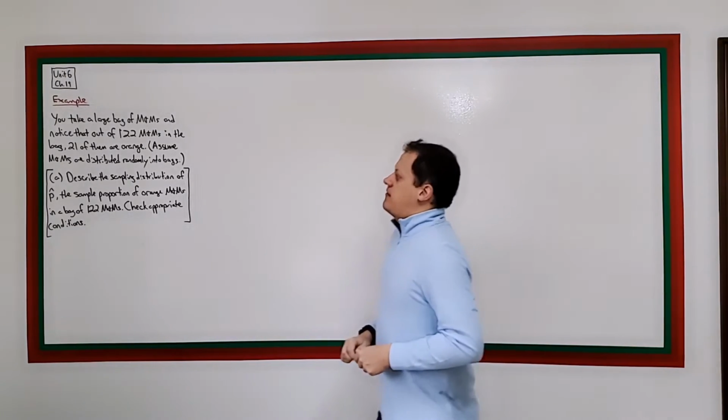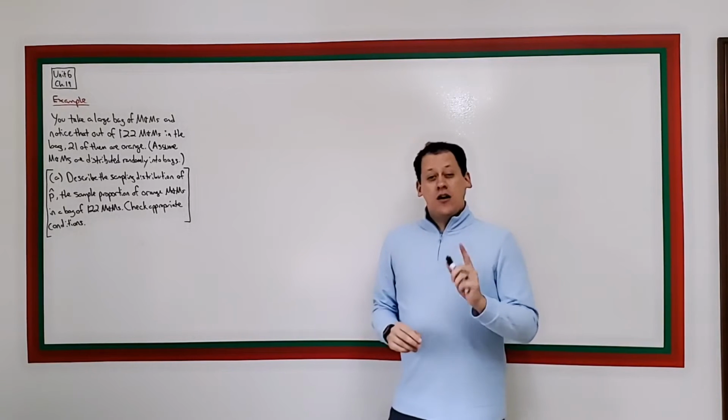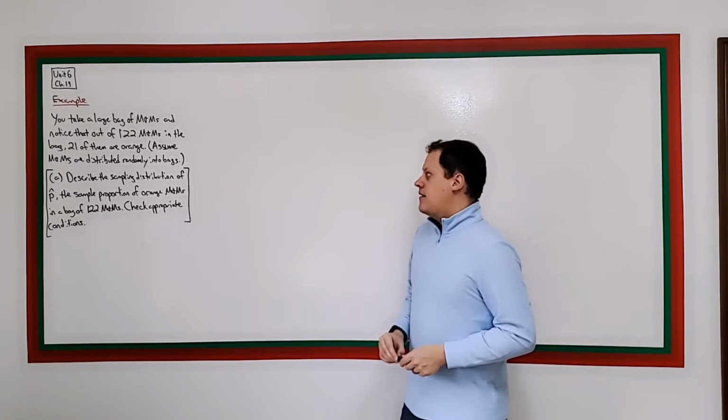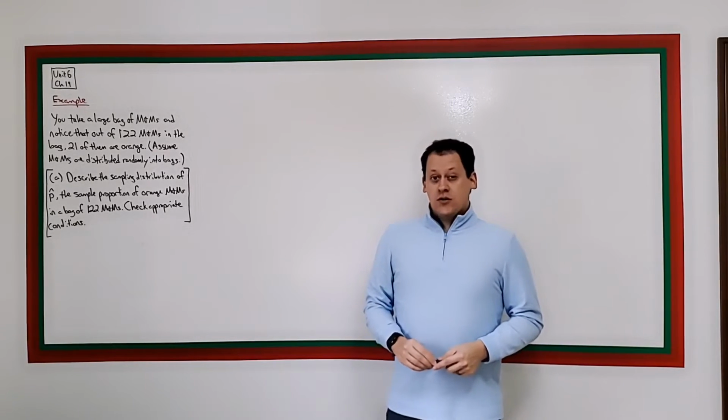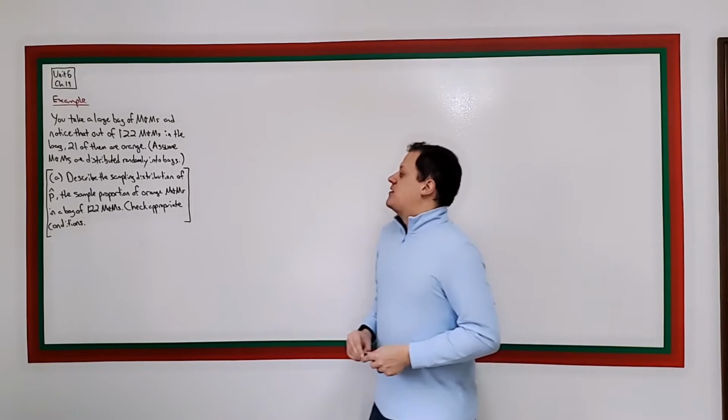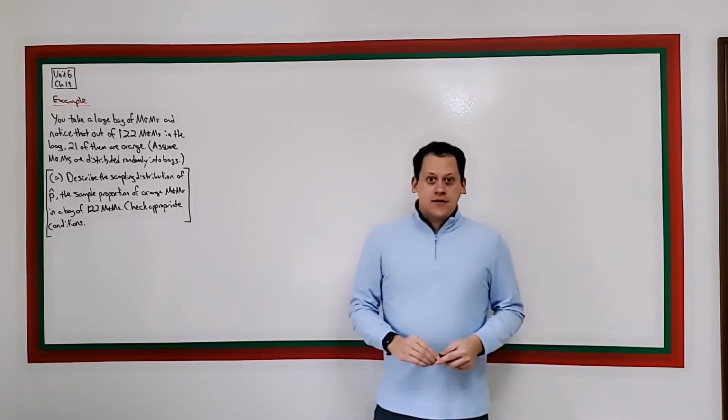You take a large bag of M&Ms and notice that out of 122 M&Ms in the bag, 21 of them are orange. Assume M&Ms are distributed randomly into bags.